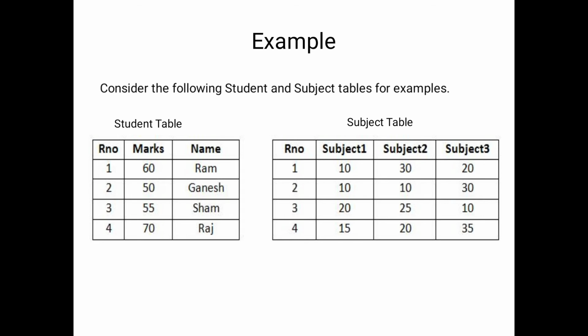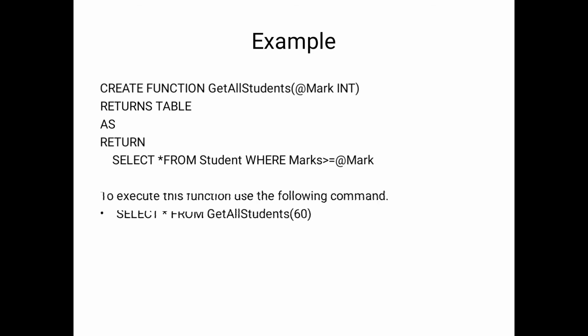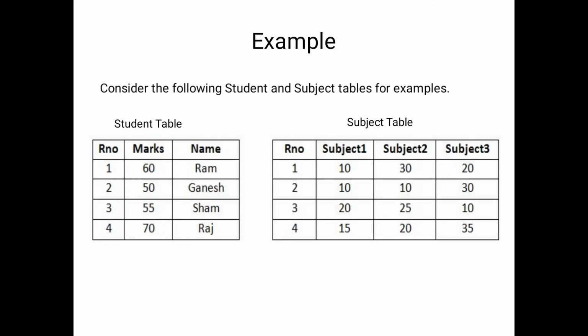Here in the example we will consider marks greater than or equal to @mark. What is the value of @mark? Now we will pass the parameter; I will consider @mark equal to 60. Now please observe the condition: select star from student where marks greater than or equal to 60. So roll number 1 is displayed and roll number 4 is also satisfied. So 1 and 4 are satisfied with that condition.